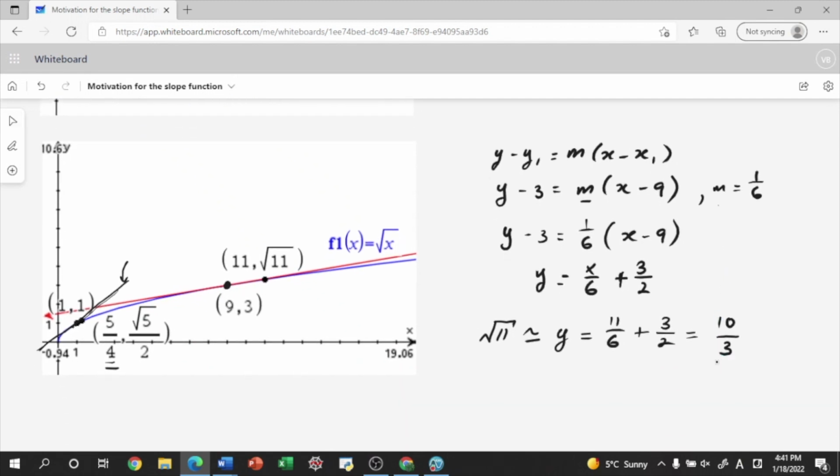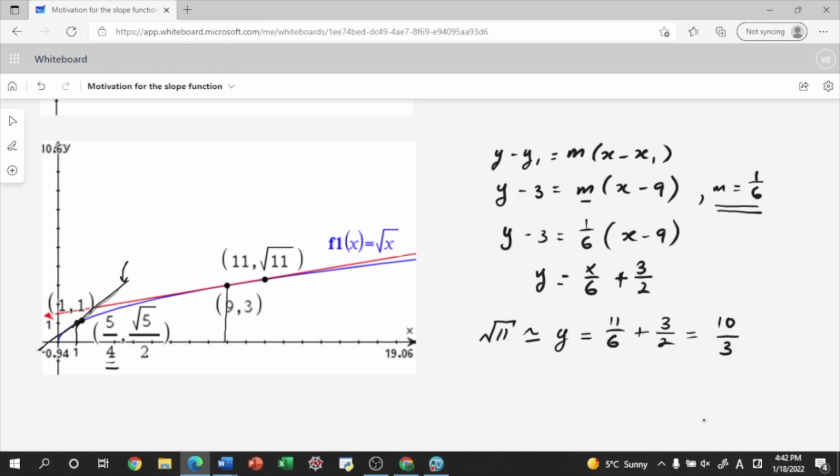How did I know that the slope of this red tangent line was 1 over 6? The answer is, it's because I know the actual slope function of y equals square root of x. The slope function of y equals the square root of x is another function. It takes any x value, such as x equals 9, or x equals 1, and it's going to spit out the slope of the tangent line to the square root of x at that x value.